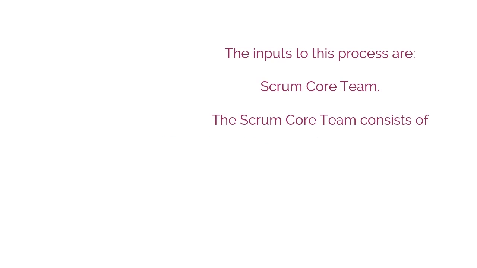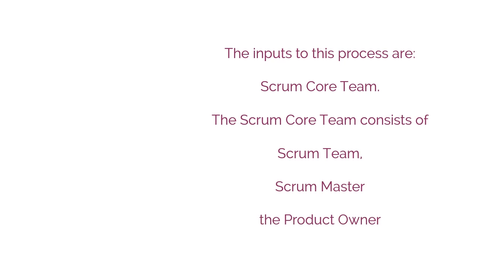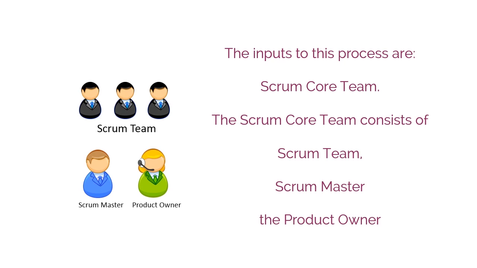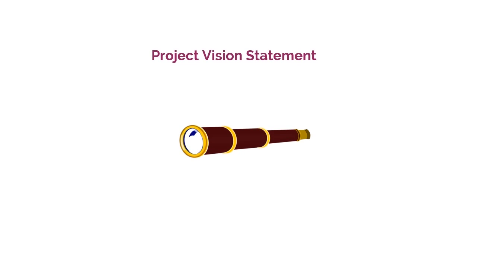We're going to learn about the Develop Epics process. The inputs to this process are Scrum Core Team. The Scrum Core Team consists of the Scrum Team, the Scrum Master, and the Product Owner as described in Section 3.3.1. Project Vision Statement. The Project Vision Statement is described in detail in Section 8.1.3.2.